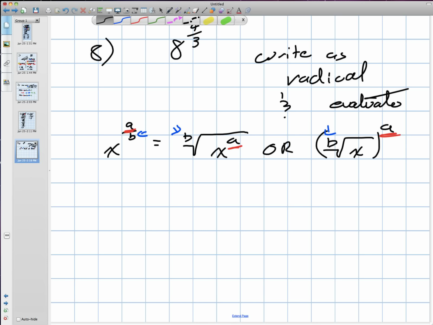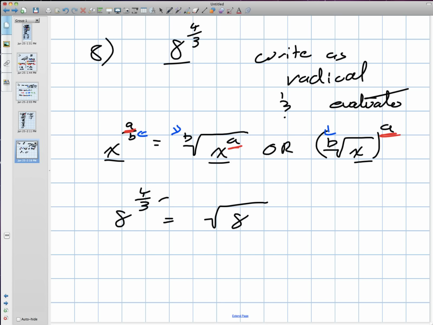So we're going to rearrange what we have here. Our base 8 stays in the same spot as the x, so we have 8 to the power of 4 over 3. When we rewrite this, 8 becomes our base and we get the third root, since the 3 takes the place of the b. Now 8 either goes to the power of 4 and then we take the third root, or you can take the third root of 8 to the power of 4. Whichever you feel will help you evaluate it easiest, both are acceptable.